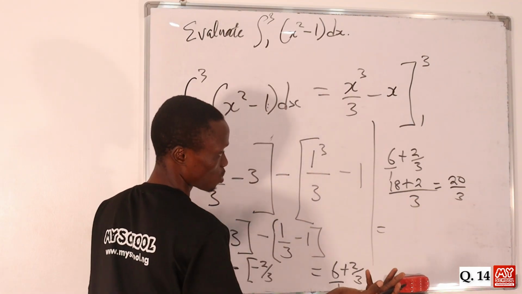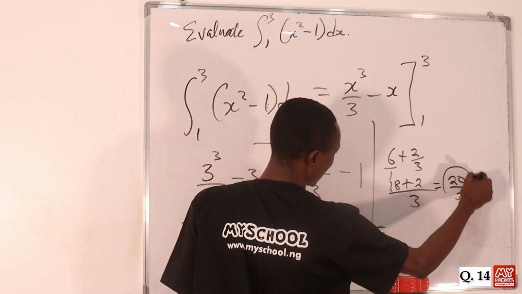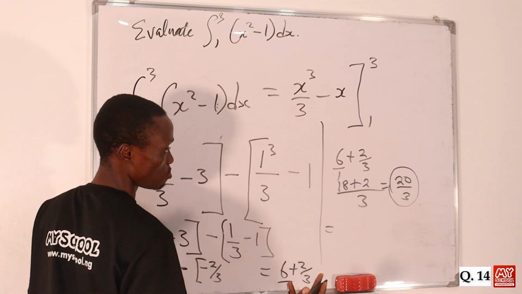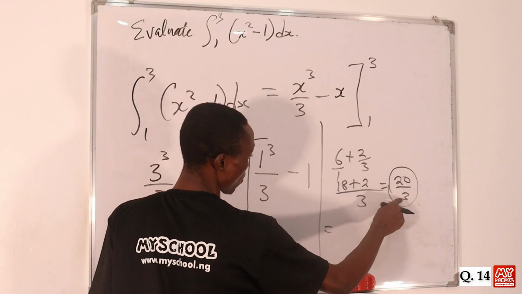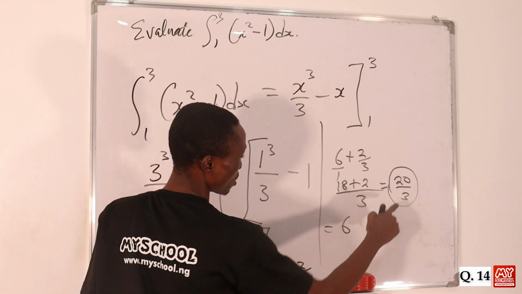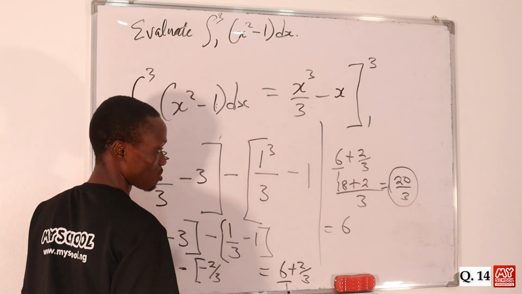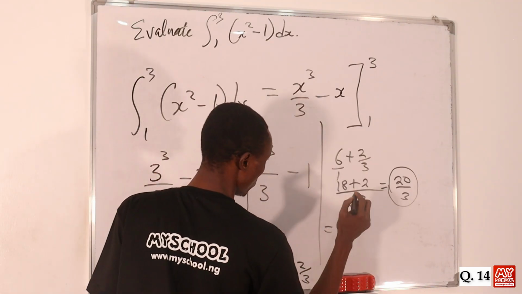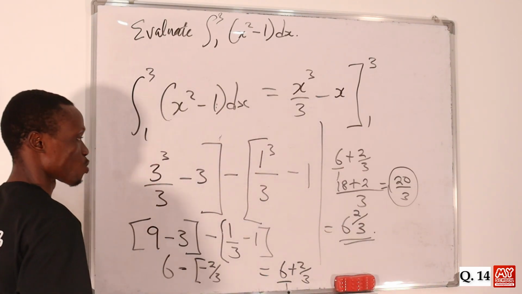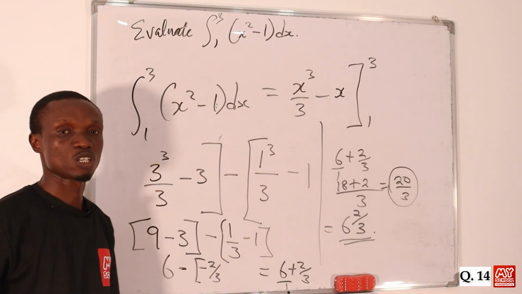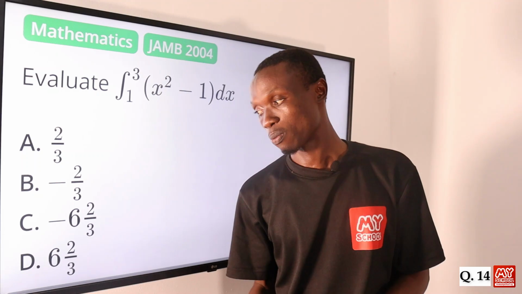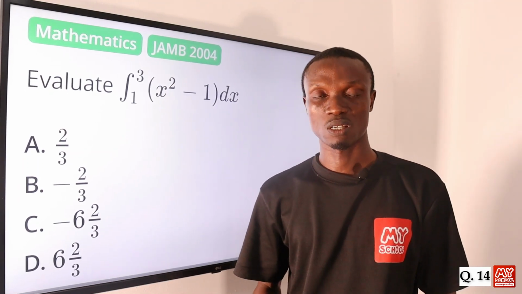So we can decide to express this as a mixed fraction, okay, because what we have here is an improper fraction. So we can change it to a mixed fraction by finding out the number of 3's that we have in 20. That will be 6, because 3 times 6 will give us 18, right? So we still have 2 left. So the 2 left here becomes the numerator, while the 3 still remains, okay? So the answer to this question is 6 and 2 over 3. So let's move over to the screen to pick the correct answer to this question, and that is option D, 6 and 2 over 3.